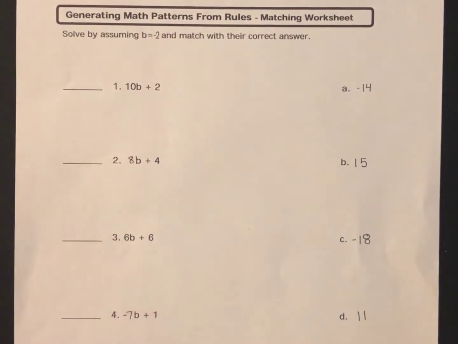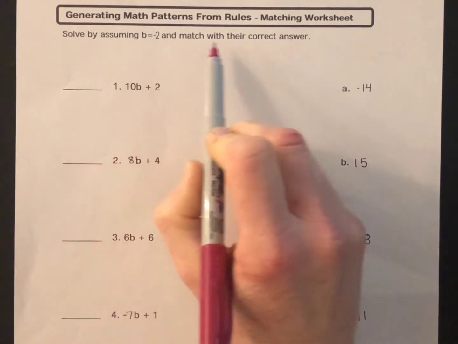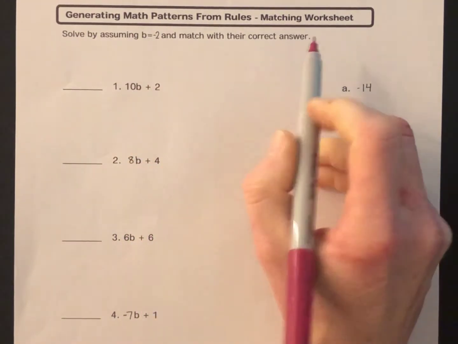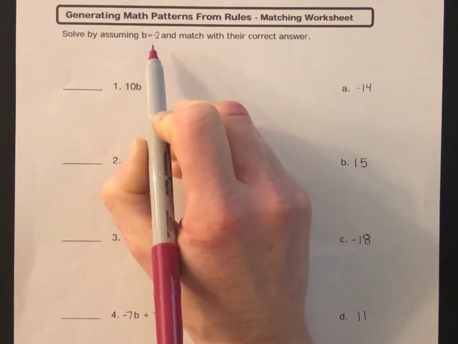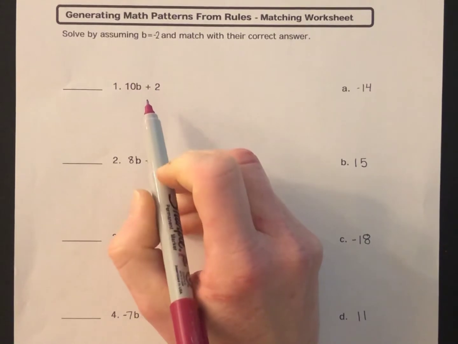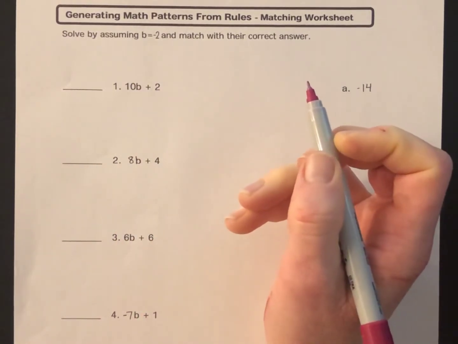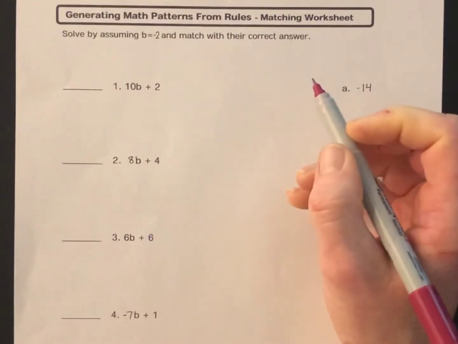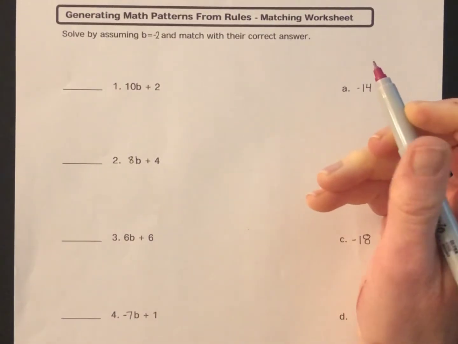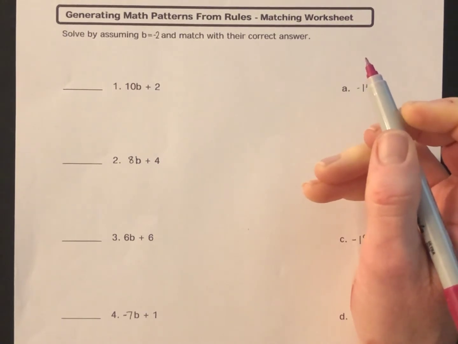Solve by assuming b equals -2 and match with their correct answer. -2. Since there's a negative, when we substitute, let's go ahead and put parentheses around it. It's a good idea always to do that when you substitute with negatives. Sometimes it won't matter, but often it makes a big difference. So let's go ahead and do that.